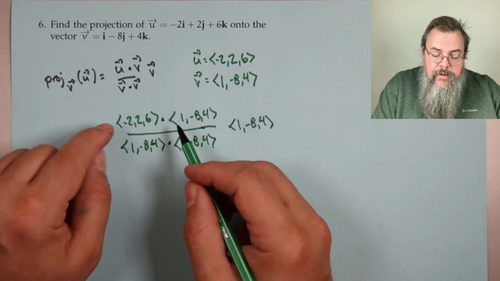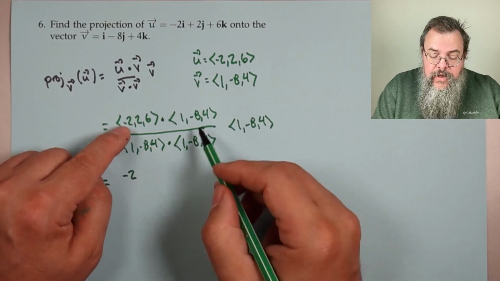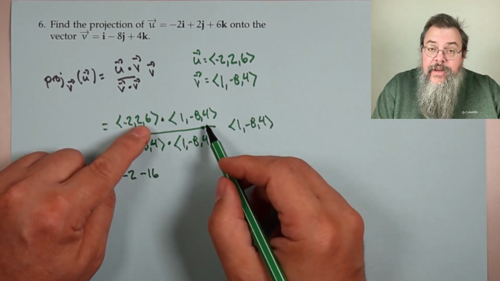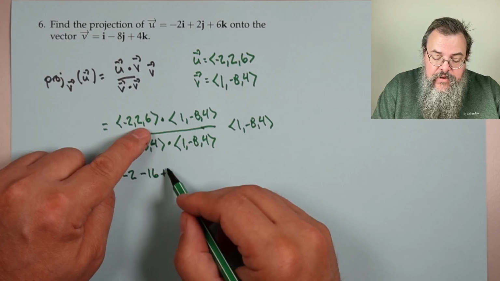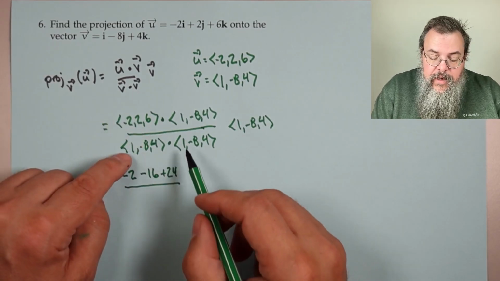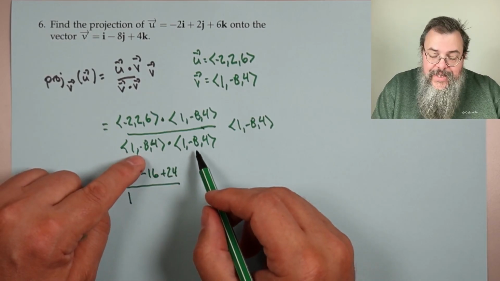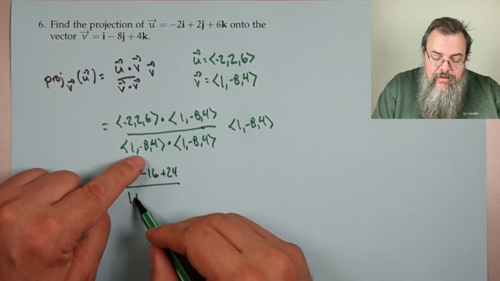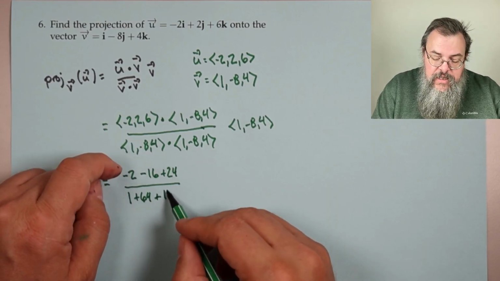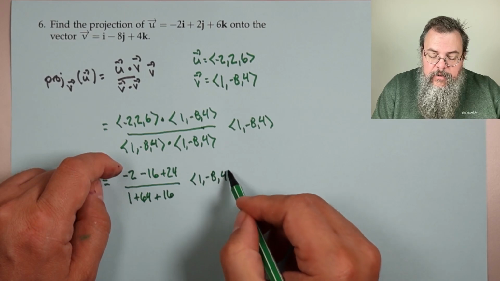Okay, so dot product: minus 2 times 1, negative 2. 2 times negative 8, minus 16. 6 times 4, positive 24. Downstairs: 1 times 1, 1. Minus 8 times minus 8, that's 64. 4 times 4, 16. And then the vector 1, negative 8, 4.